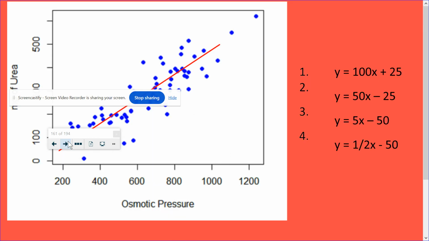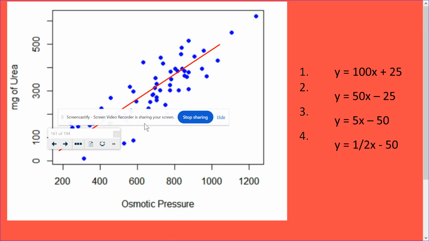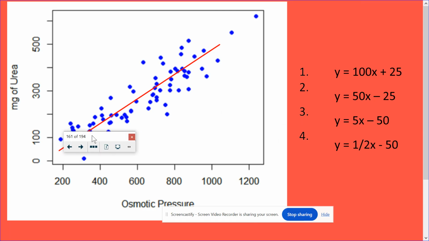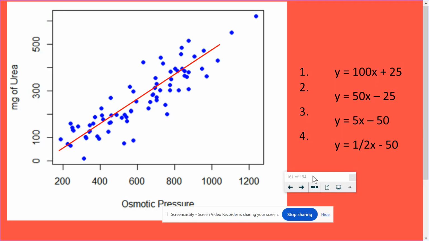The last one is a little bit trickier. So what makes this one so difficult is right off the bat, when I look at my graph, this is not the origin. It is not 0, 0. So therefore, how would I know to start at 25? How would I know to start at negative 25? How would I know to start at negative 50?